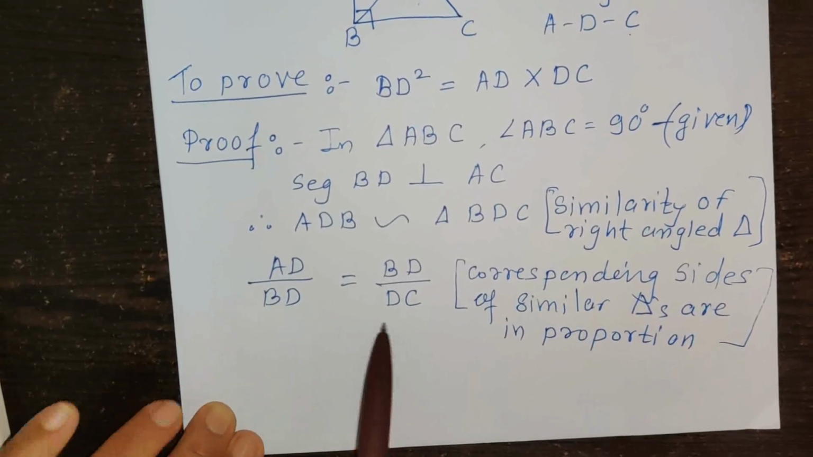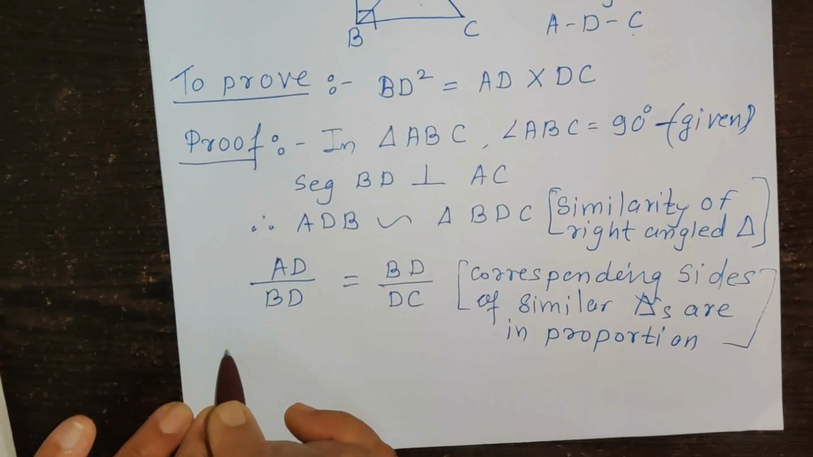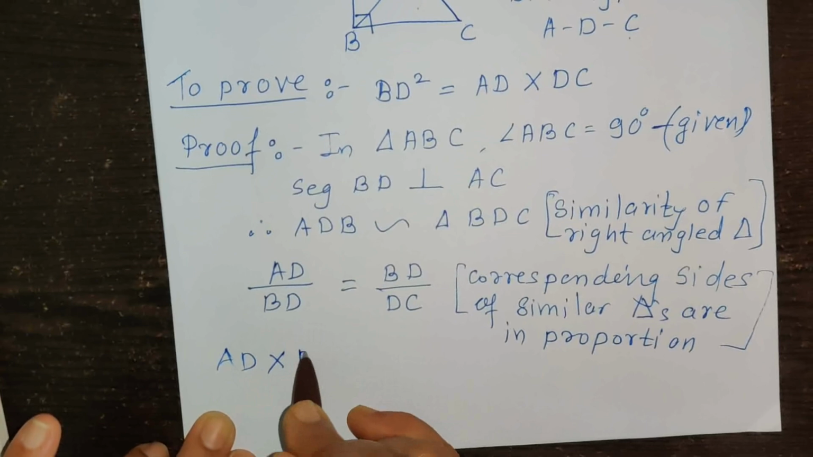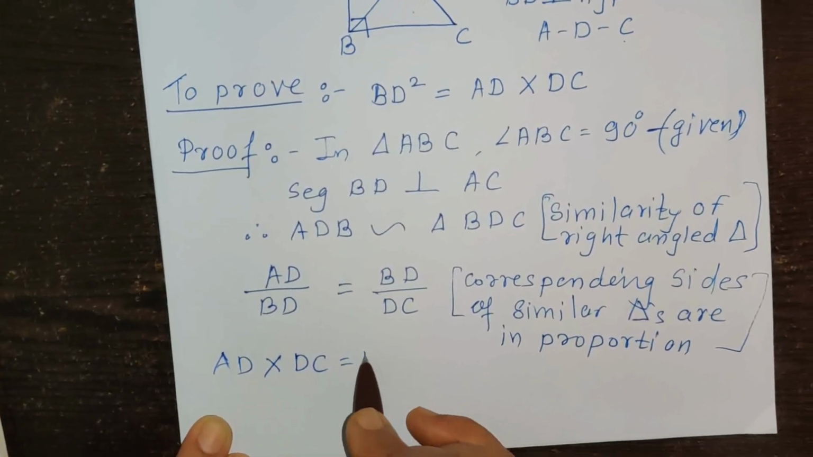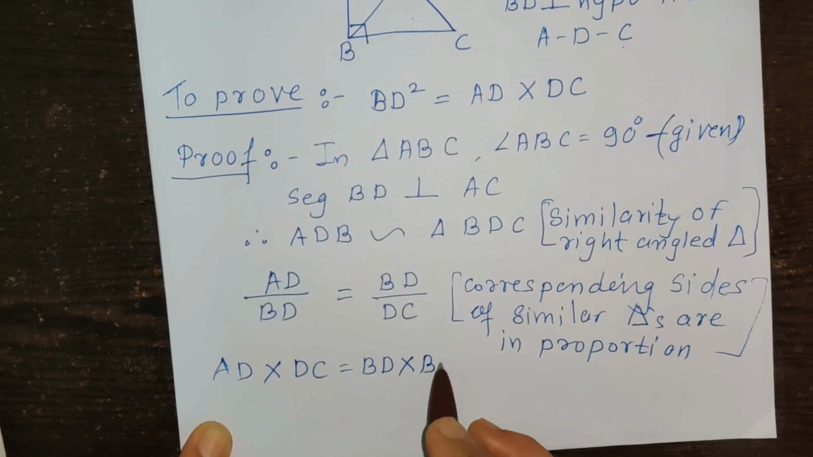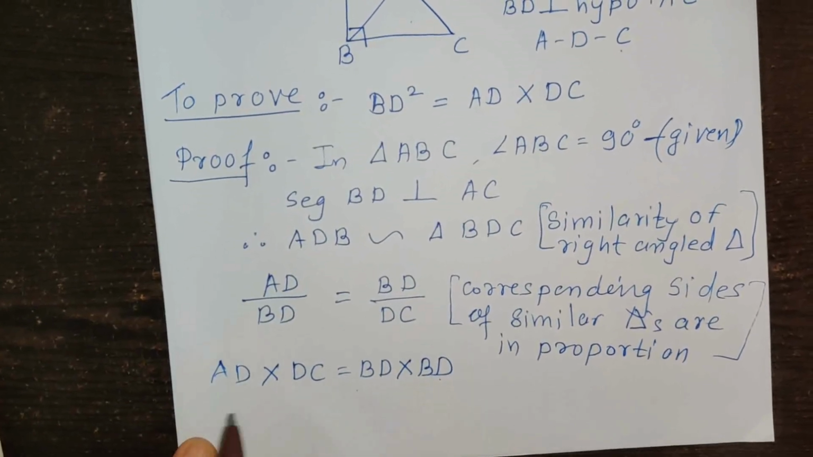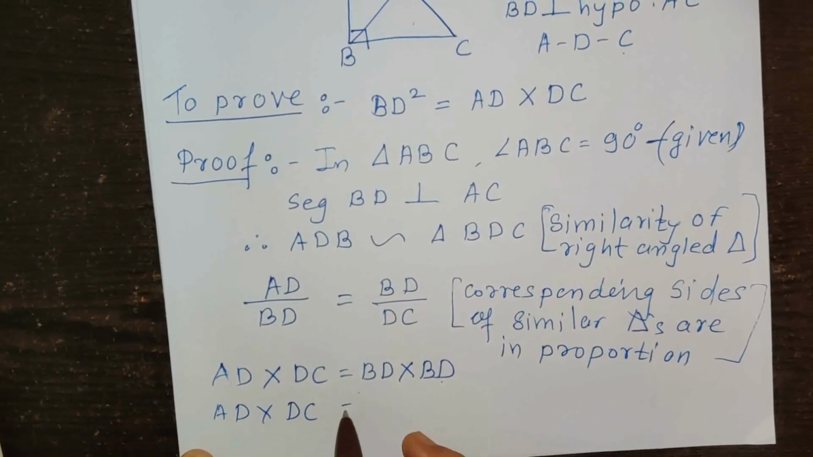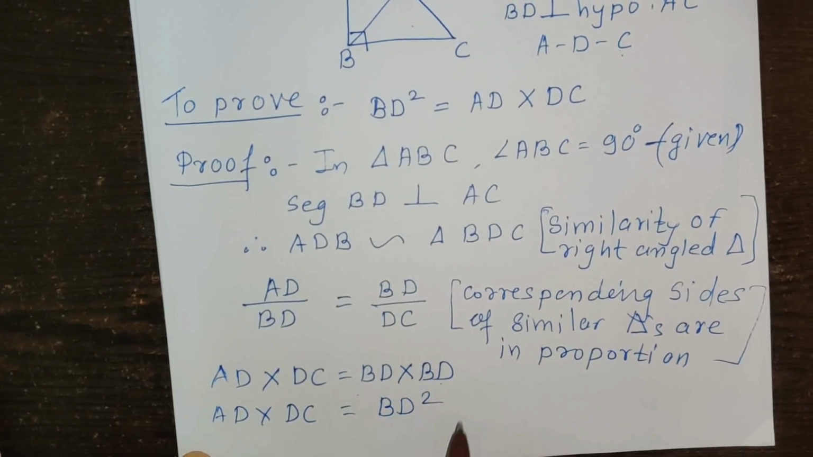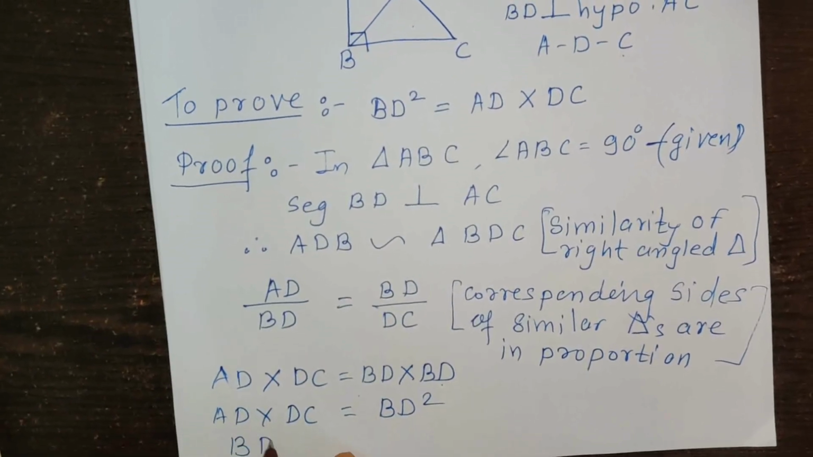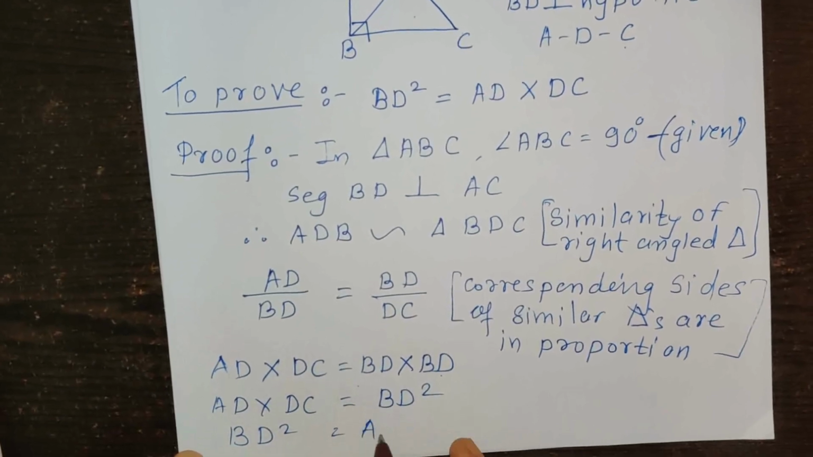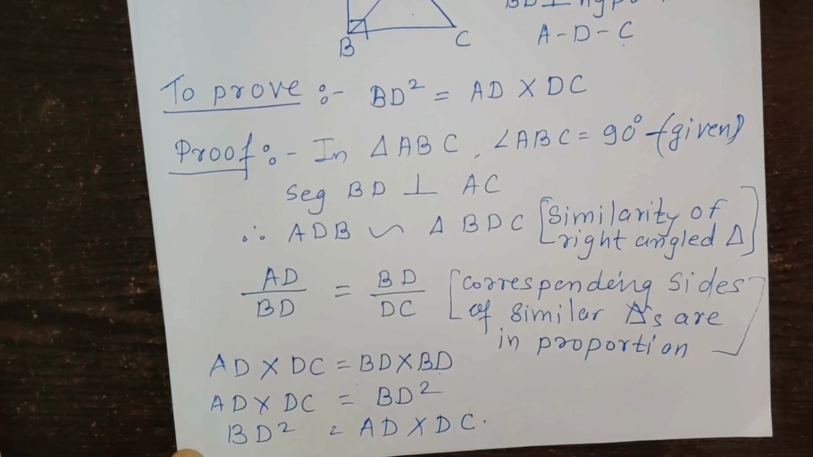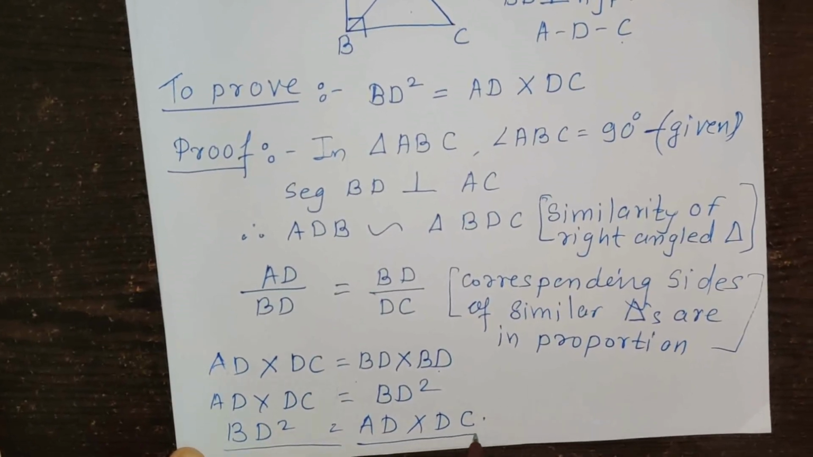And now here we take the cross multiplication. AD multiplied by DC is equal to BD multiplied by BD. BD multiplied by BD means BD square. So you get AD multiplied by DC is equal to BD square, and this only we had to prove. This shows that BD is the geometric mean of AD and DC. This is the proof for this theorem.